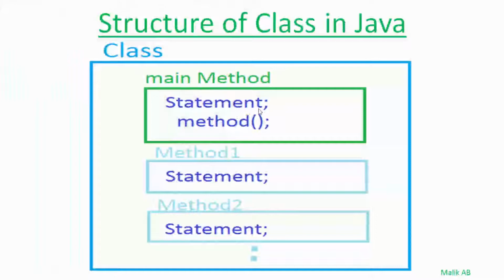As you can see, in the main method we have a statement and we are calling a method. We have here method 1 and method 2, and these methods have statements inside them.